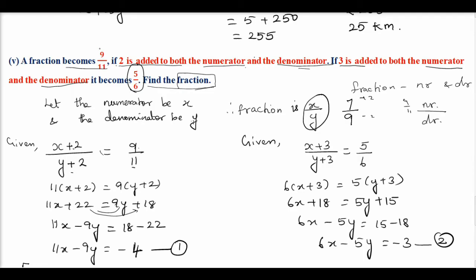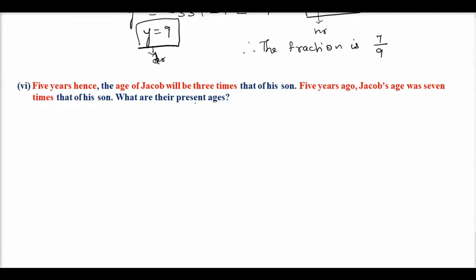So that's correct. Okay. And then the next condition is add 3. So when you add 3, you get 10 by 12, which on simplification gives 5 by 6. So the second condition is also true. So we have found the fraction and also verified whether the answer is right or not with the given conditions, right? Final one is the age problem, right? The familiar problem. We have already dealt with this type of problem in our previous exercise.